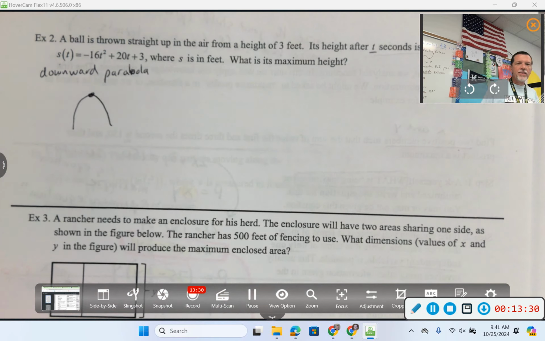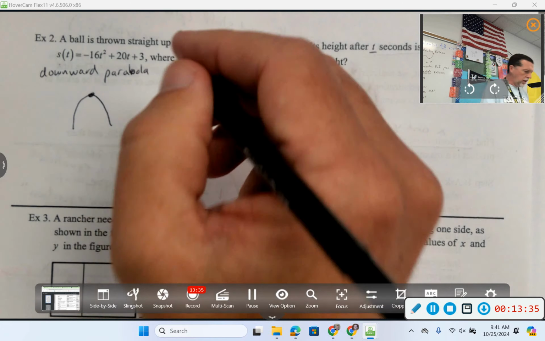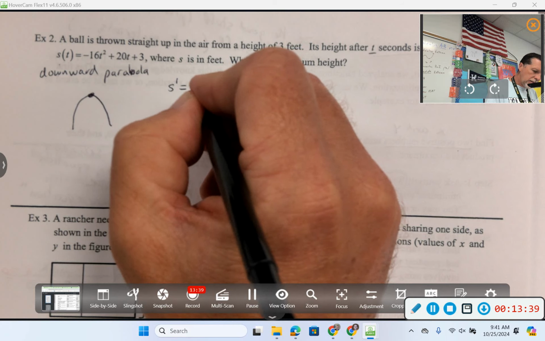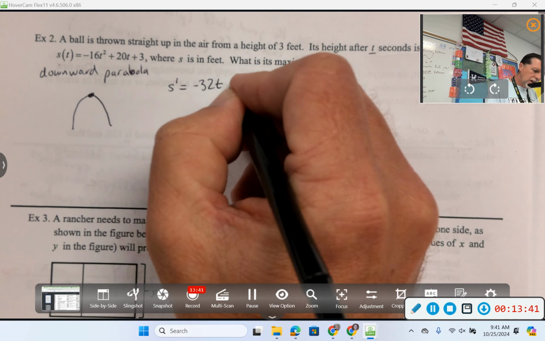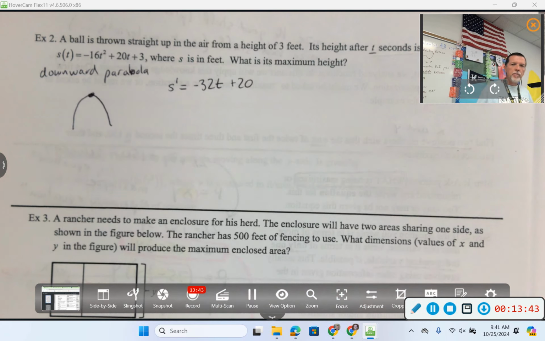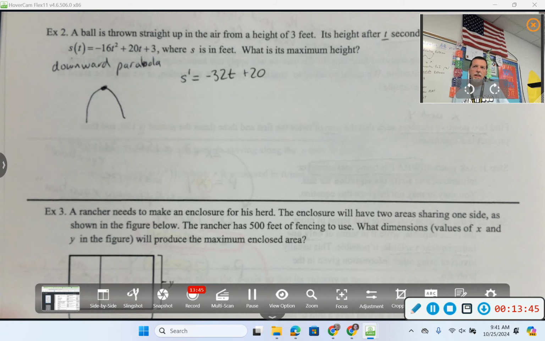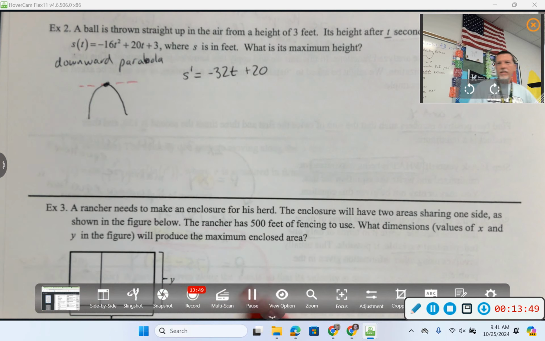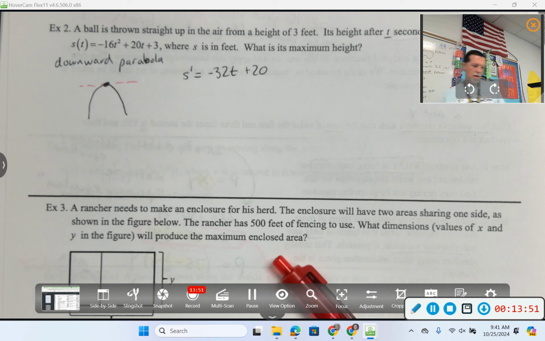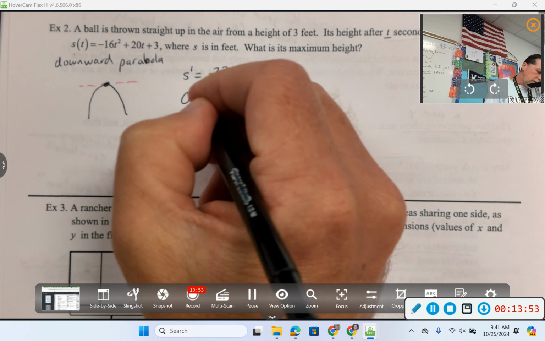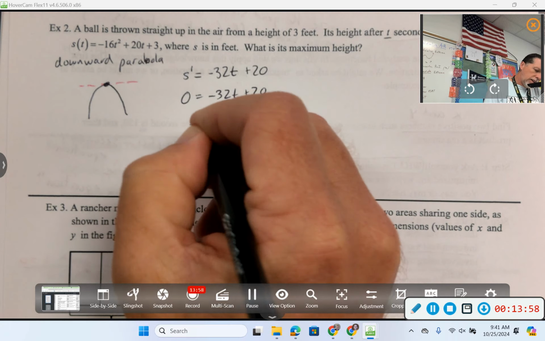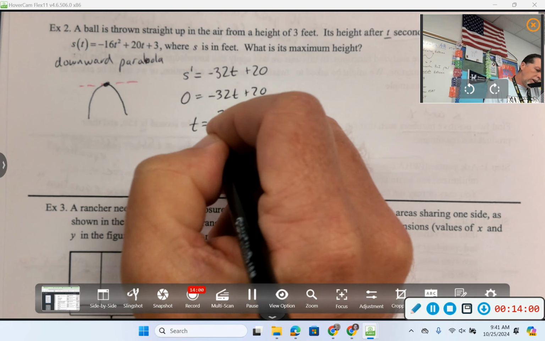So there's a max somewhere, and that's what I'm looking for. So let's find S prime. That would be negative 32t plus 20. We'll set that equal to 0 because at the max, S prime is 0. So let's see, t would be 20 over 32.